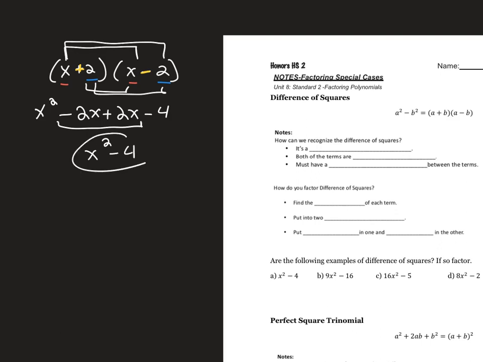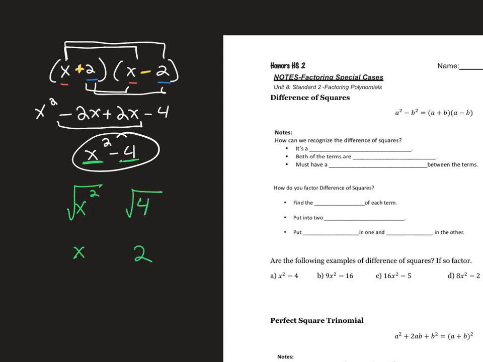What we call this is a difference of squares, right? The difference of squares is a binomial. It has to be a binomial, right? So two terms. And the first term has to be a perfect square, and the last term has to be a perfect square. So like x squared is a perfect square because the square root of x squared is just x. And then 4 is a perfect square because the square root of 4 is 2.